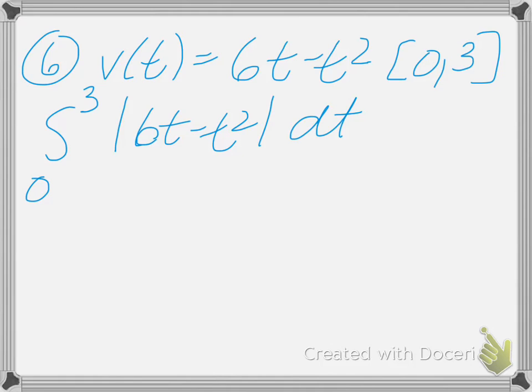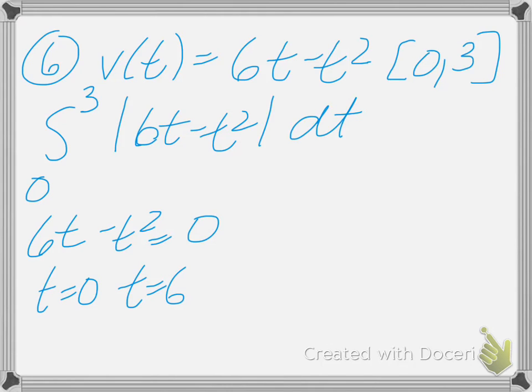Because the inside could be negative, but it would turn positive because it has absolute value signs. So what you're going to do is take that middle piece, 16 minus t squared, and set it equal to 0. Okay, you're going to factor, and when you solve this, you're going to get that t equals 0 and t equals 6. Okay, so why is this important? Because that means that weird things are happening around 0 and 6.